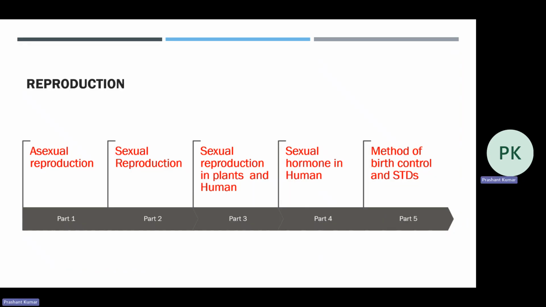I have divided the entire topic into 5 parts, where one by one I will discuss first asexual reproduction, then sexual reproduction, then sexual reproduction in plants and humans. Then we will talk about hormones and birth control and STDs.